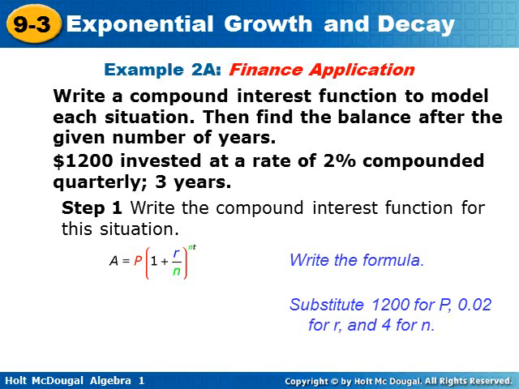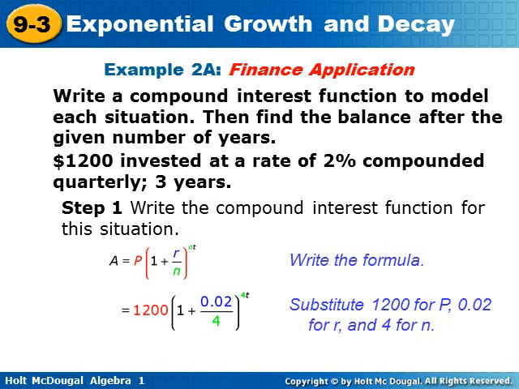We're going to substitute 1,200 for P. That's the principal, the money we invested originally. 0.02 for r, the rate as a decimal. We moved it over 2 places to the left. 4 for n, because it's compounded quarterly, which means 4 times a year.